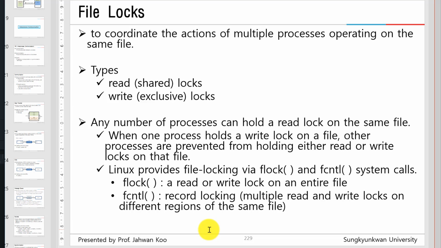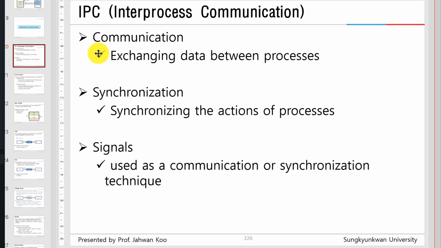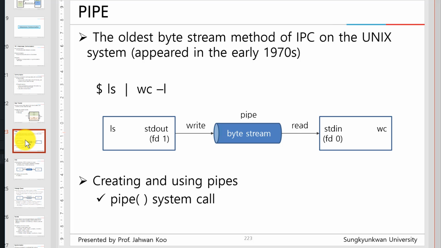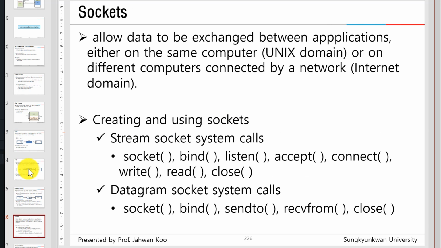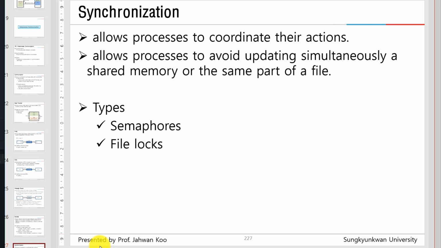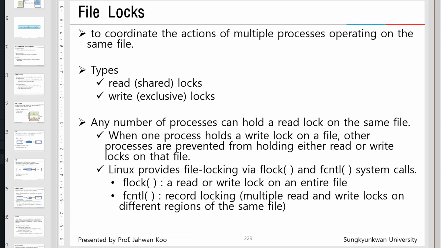Okay, in this lecture, we have learned the interprocess communication functionalities in terms of communication and synchronization. Communication mechanisms include shared memory, pipe, FIFO, message queue, and socket. Synchronization mechanisms include semaphore and file locks.